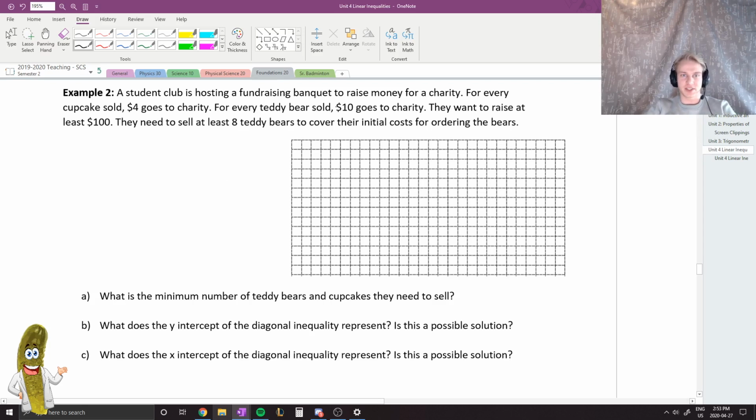So a student club is hosting a fundraiser banquet to raise money for a charity. For every cupcake sold, $4 goes to charity. For every teddy bear sold, $10 goes to charity. They want to raise at least $100. They need to sell at least 8 teddy bears to cover their initial cost for ordering the bears.